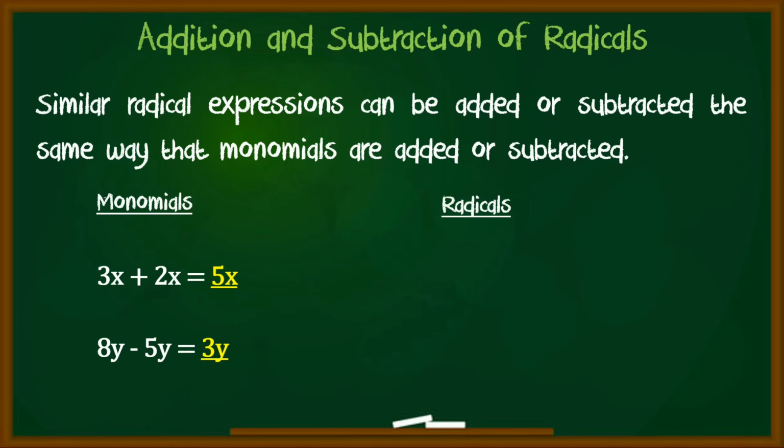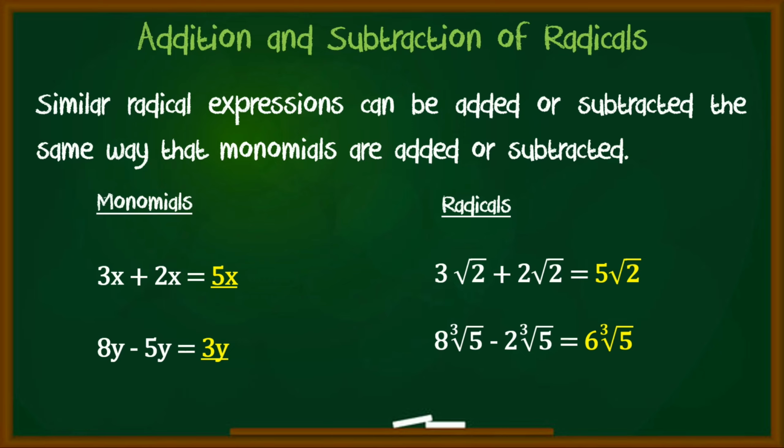Let's say we have 3 square root of 2 plus 2 square root of 2. First, we add the coefficients 3 and 2. 3 plus 2 is equal to 5. Then, affix their common radical, which is square root of 2. Therefore, the sum is 5 square root of 2.